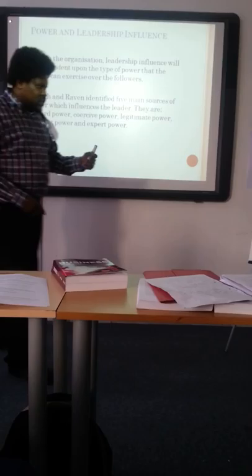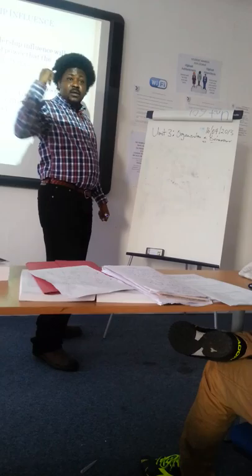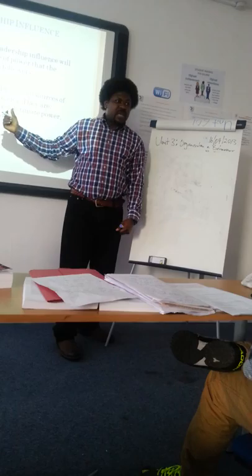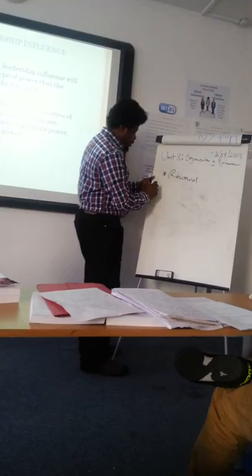French and Raven identified five main sources of power which may influence the leader. So I'll just put down there, French and Raven. So if you concentrate on this flip chart here, French and Raven identify how many? Five types of what? Power. That can influence what? The leader. Okay?